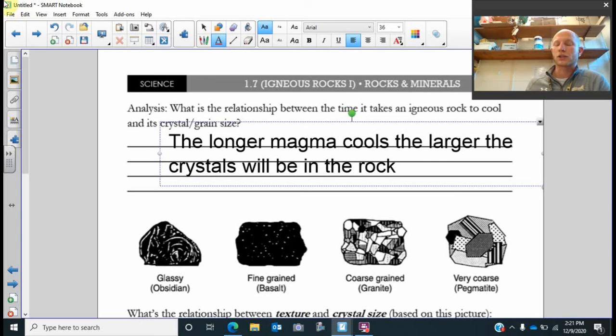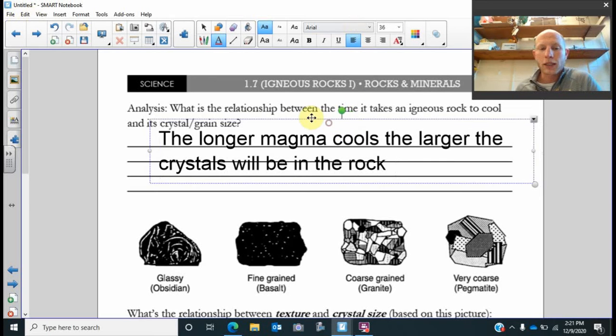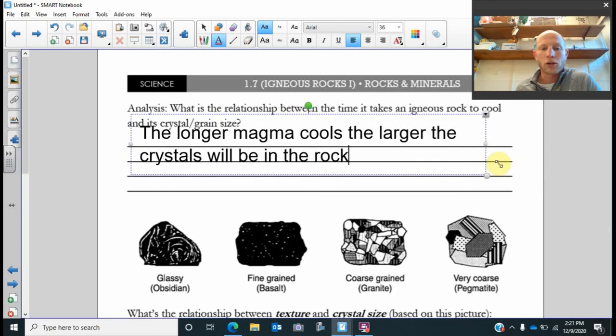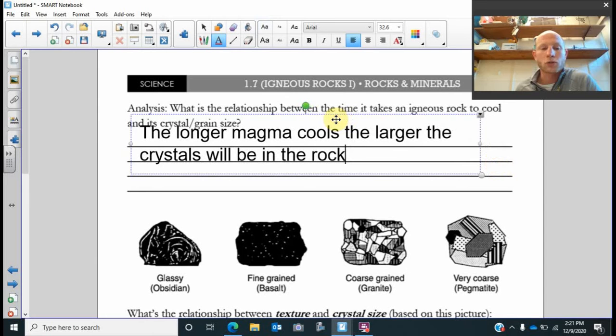So we're talking about igneous rocks right now. I had a couple kids during class today who seem to be using just "rock." They said the longer it takes for the magma to cool, the larger the rock will be. No. A rock could be as big as this, or a rock could be the size of a bus, or even bigger than a bus, right? So we're talking about the crystals inside.